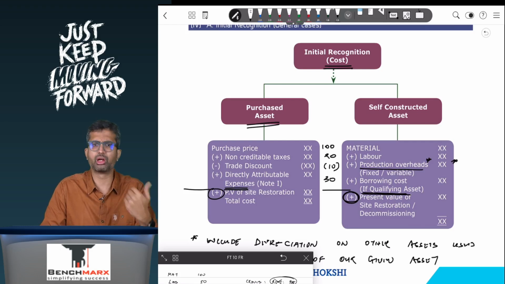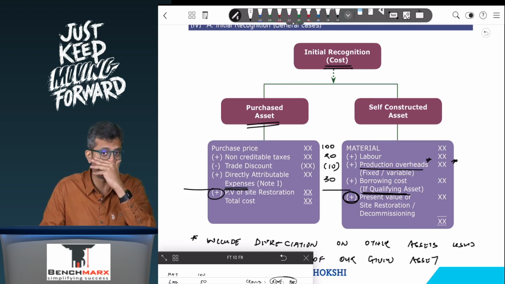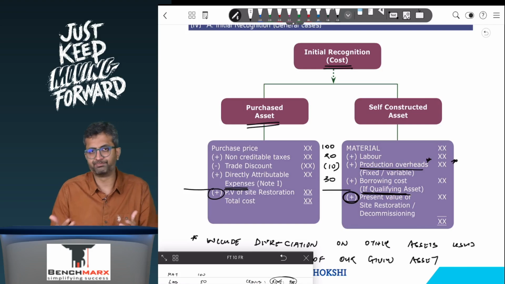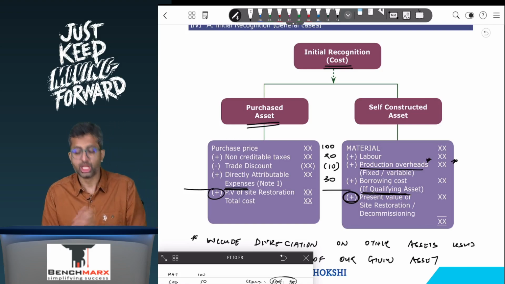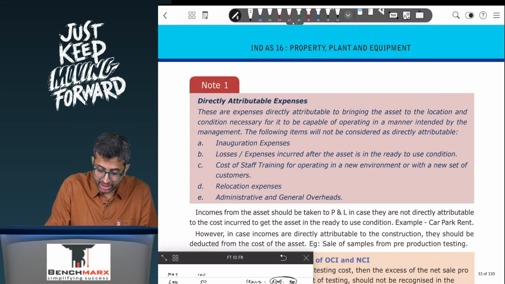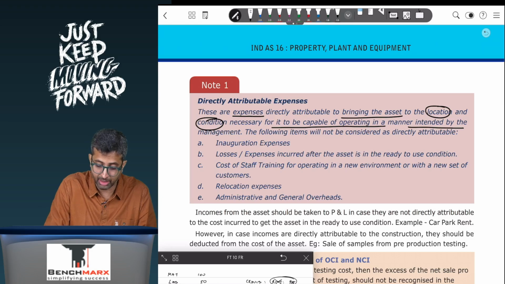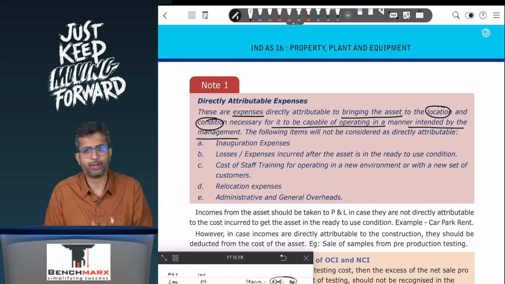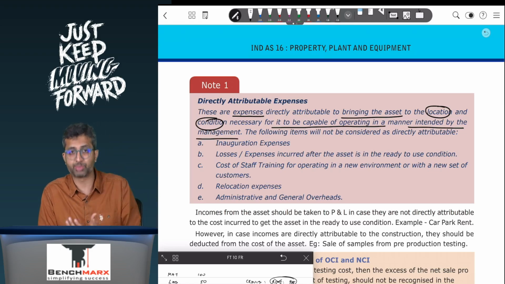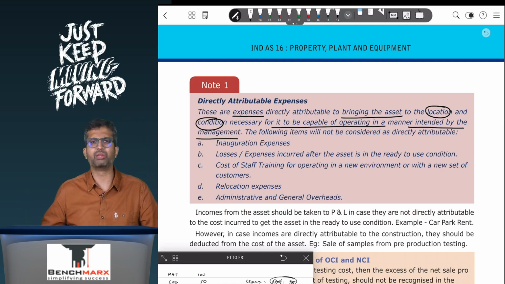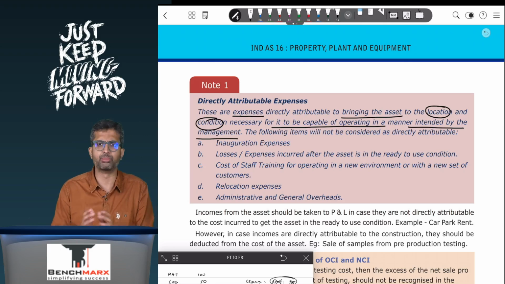So we said purchase price plus non-creditable or non-refundable taxes minus trade discount plus directly attributable expenses. Now, what are directly attributable expenses? Well, these are expenses directly attributable to bringing the asset to the location and condition as desired by the management, basically which is capable of operating in a manner intended by the management. That is what you call directly attributable expenses. It can be installation expense, loading and unloading charges, site preparation expenses, freight inward. So many items can be directly attributable.